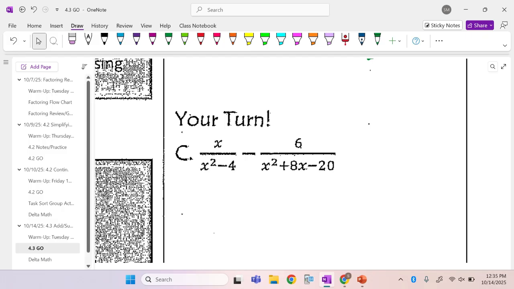You're playing the ones missing. So you look at this denominator, this is what's missing.